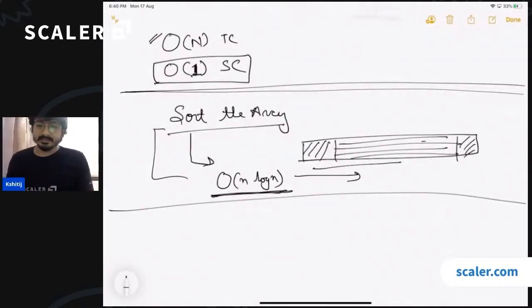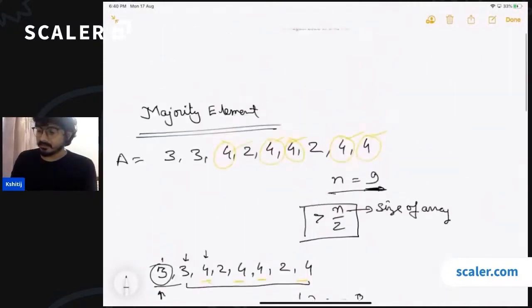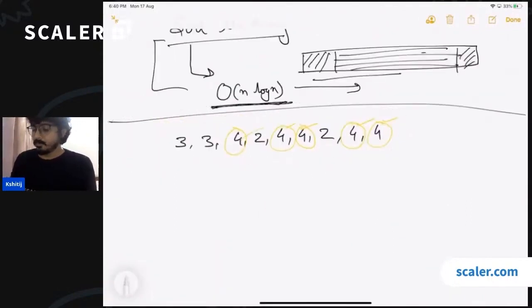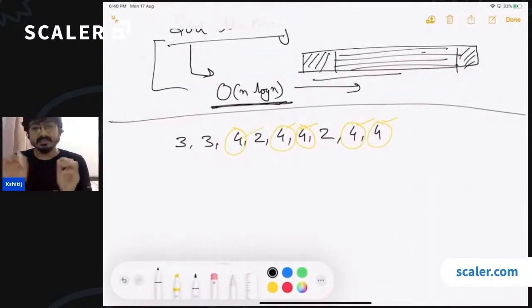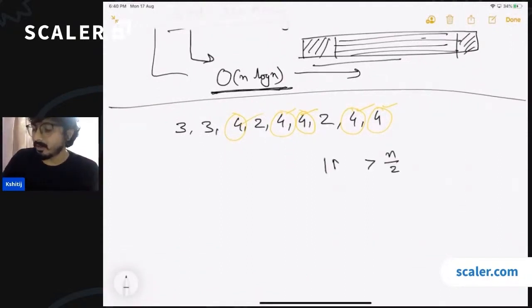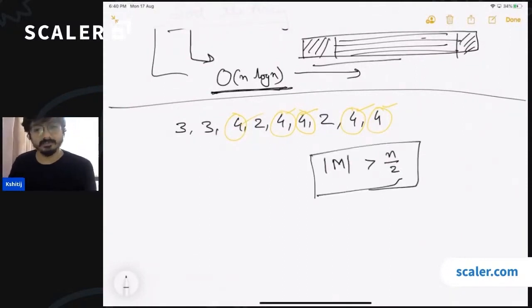Okay, so let's discuss the idea behind the most optimal approach for this problem. Let's try to change the perspective. First, let's consider an example. Let's take this example only. If there is a majority element, the question says that the majority element will occur more than n by 2 times. The count of the majority element is always going to be greater than half the size of the array.